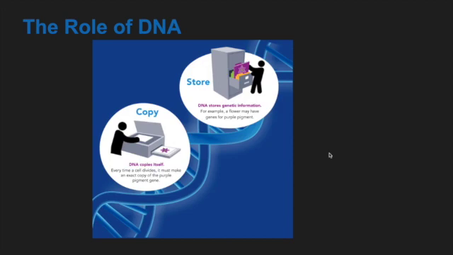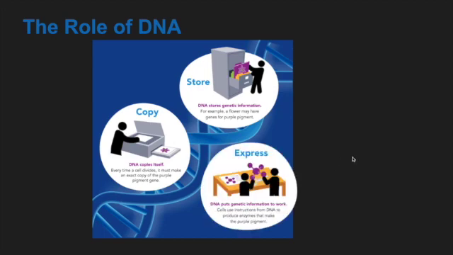It then has to copy itself. Every time a cell divides, it must take an exact copy of the purple pigment gene. So DNA must be able to copy itself properly. And then DNA also needs to express itself. If DNA is just storing the information and then copying the information, but isn't actually expressing it in any way, you're not going to get that purple flower. The DNA needs to put that information to work, and the cells will use the instructions from the DNA to then make that flower purple.